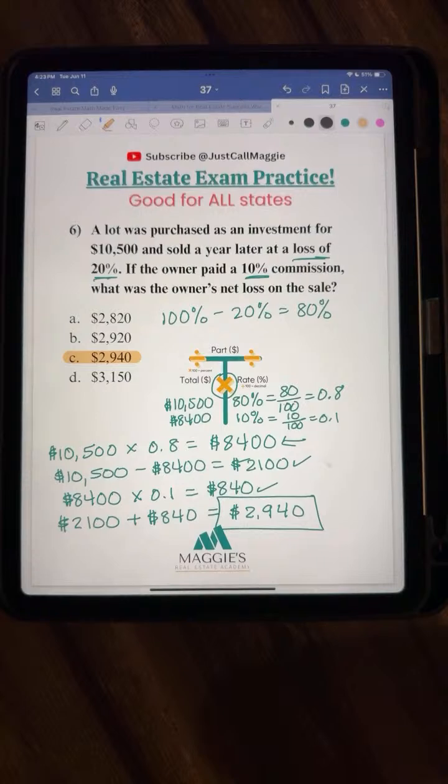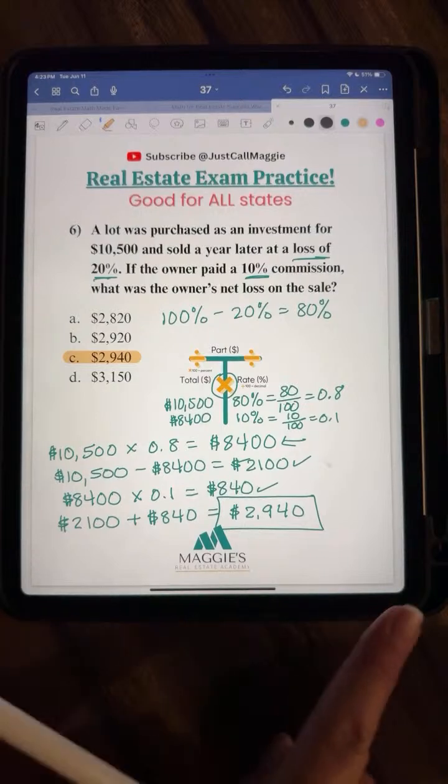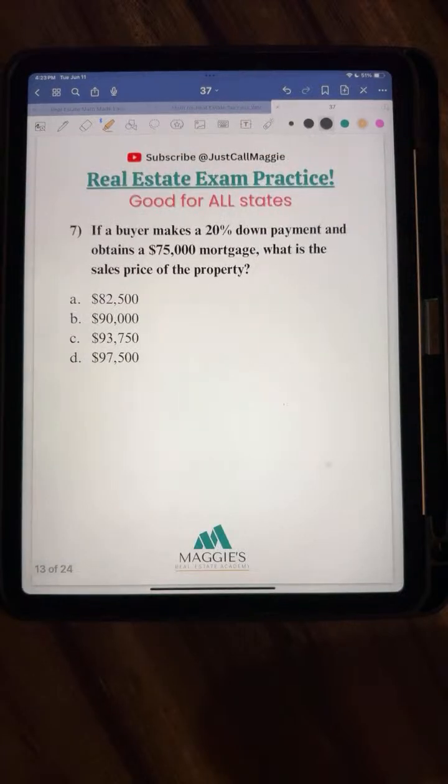All right, so there you have that. Let me know if you have questions. Okay, number 7. If a buyer makes a 20% down payment and obtains a $75,000 mortgage, what is the sales price of the property? Please be careful with this one. That's all I gotta say. Just be careful. So let me know what you guys think the answer is here.